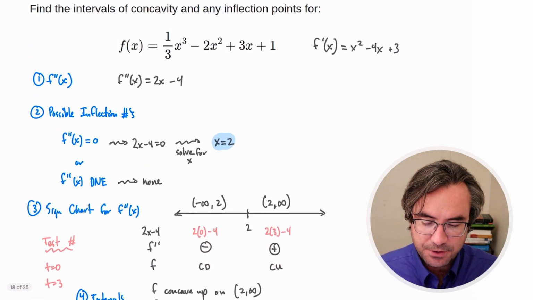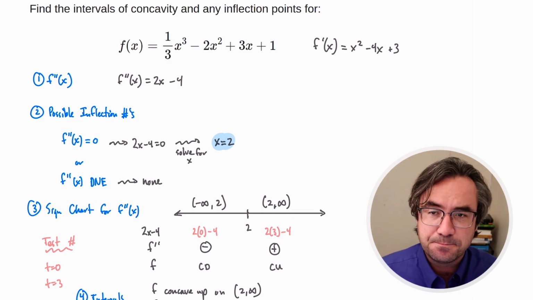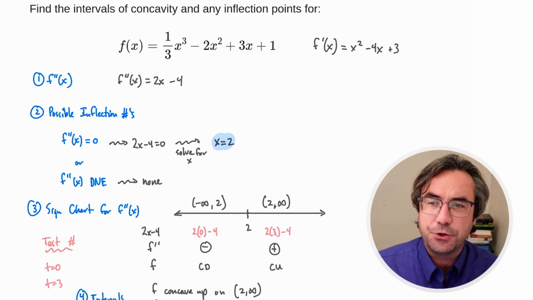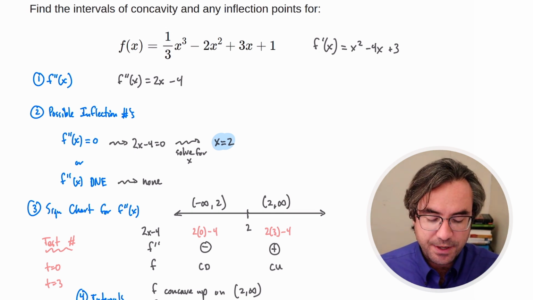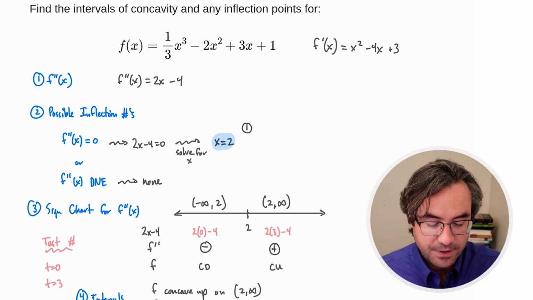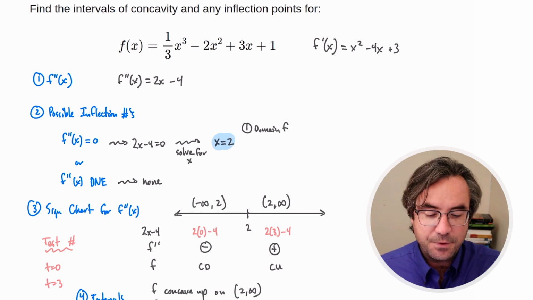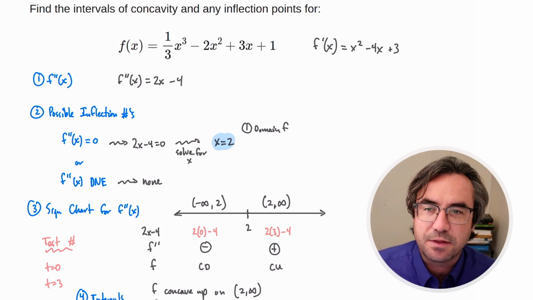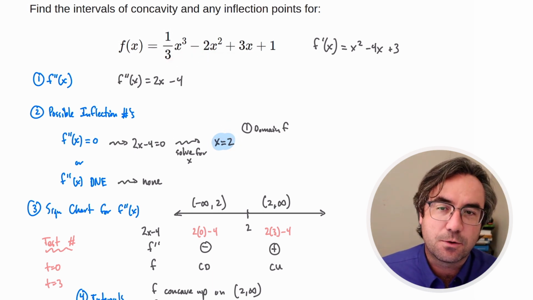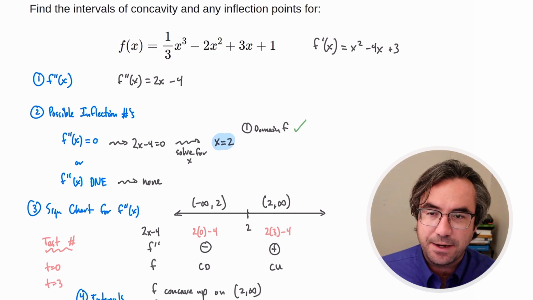So we found our possible inflection number, where one of those 2 conditions happens. Let's look at this x equals 2. We want to know 2 things. Is this number actually in the domain of the original function? That's the first thing. Is this in the domain of f? If we go back to our original function, yeah, we can take x equals 2, plug it in, and we don't get any division by 0 or anything like that. This is a polynomial, so its domain is all real numbers. So in this case, check. x equals 2 is in the domain.